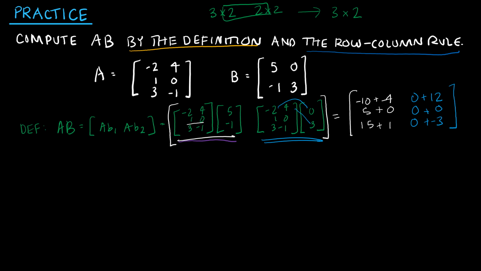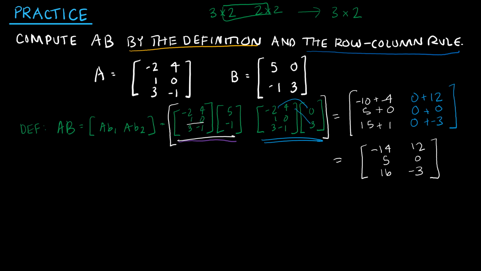So my resulting matrix is negative 10 plus negative 4, 5 plus 0, 15 plus 1, 0 plus 12, 0 plus 0, 0 plus negative 3. That's my result, which is a 3 by 2 matrix.